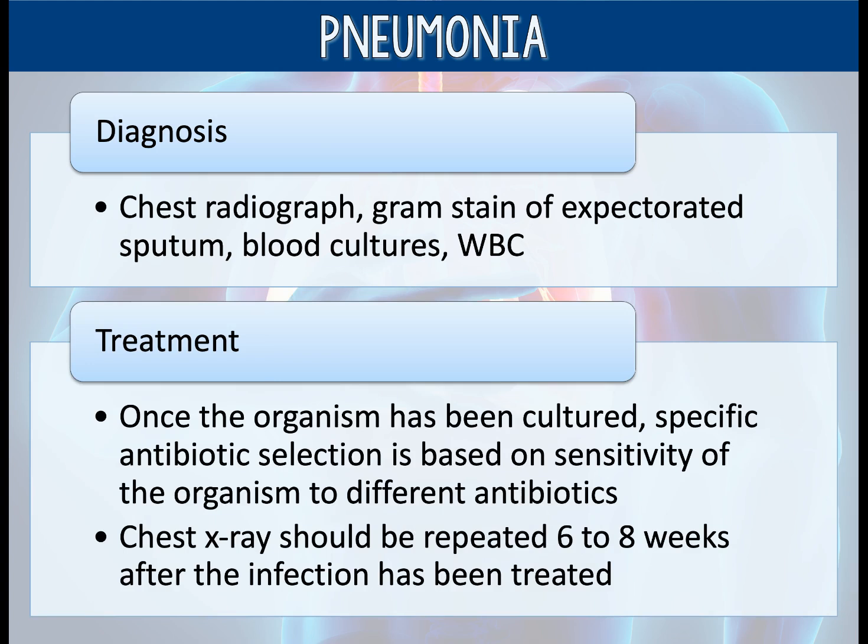So how do we treat it? Then you give them the antibiotic. That's why we do sputum cultures and blood cultures. That way we can take a look at what organisms are there and what kind of antibiotic they are sensitive to. And they usually will repeat a chest X-ray 6 to 8 weeks after the infection has been treated to see if it's gotten any better.